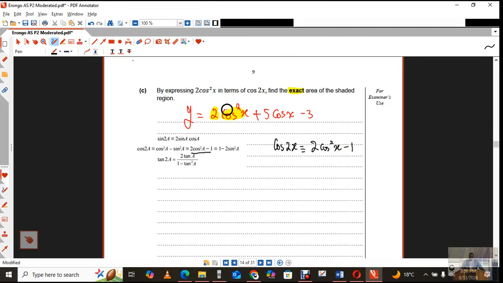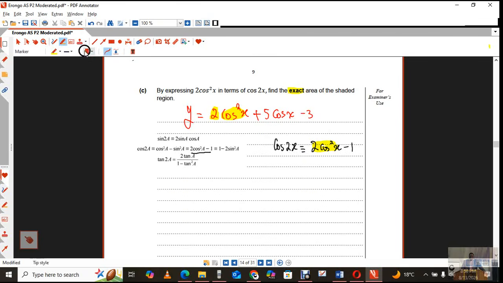So where I have this, I can replace it with cos 2x. So when I now write it, because they are saying find the area of the shaded region, this implies integration. Does that make sense? Okay, so if I look here, how do I isolate the 2 cos squared x?